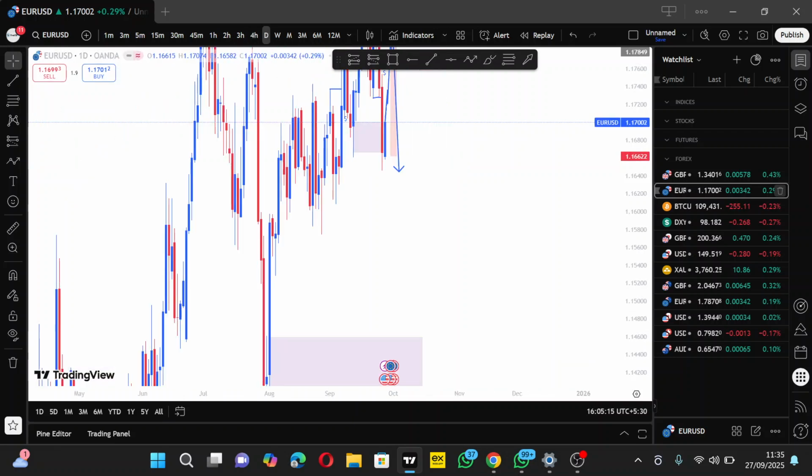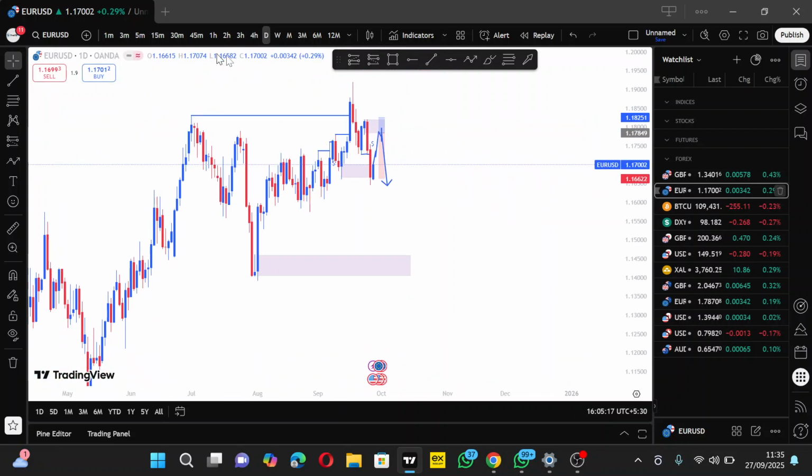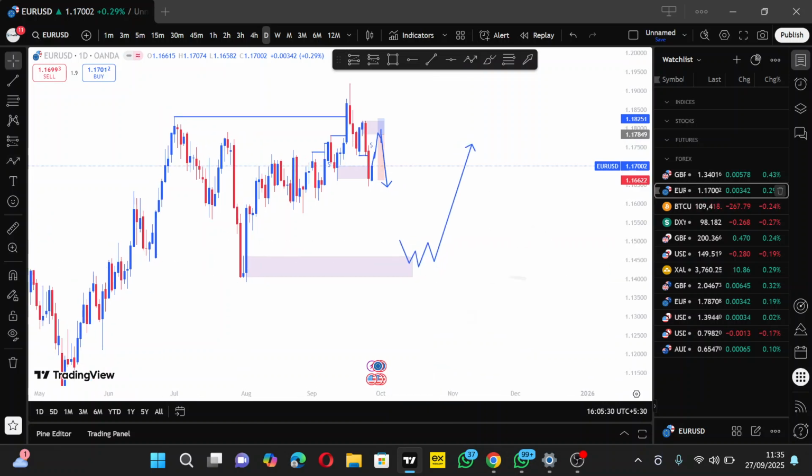Let's go to the daily time frame. This is the area before we're going to be expecting a good clear change of character before we buy. So this is the area before we're going to buy.